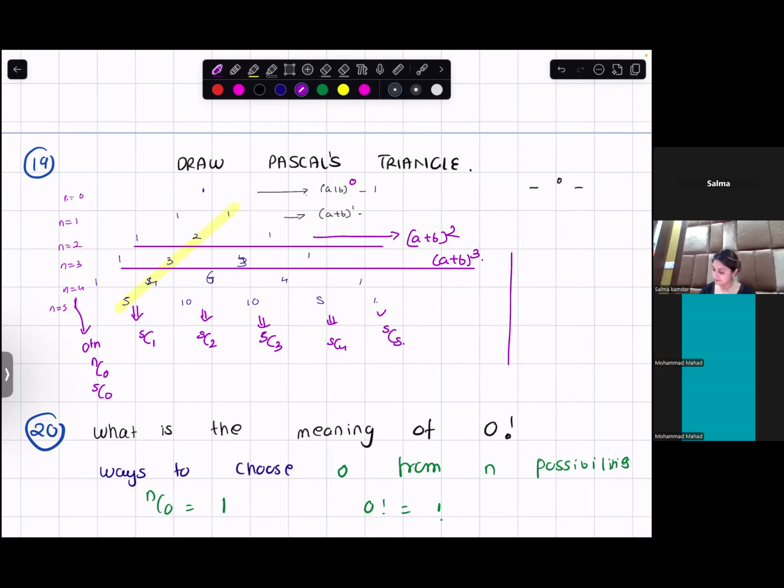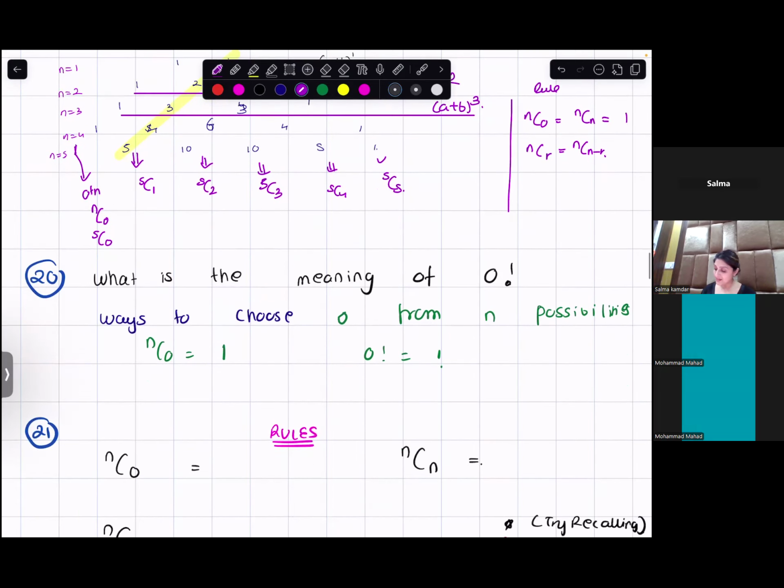NC0 is equal to NCN, which is equal to 1, and NCR is equal to NCN minus R. Lovely. Okay, what is the meaning of 0 factorial? When I talk about the meaning of 0 factorial, it is the way to choose 0 things from n possibilities. The way to choose nothing is always 1. That is why NC0 is always 1, and that is why we say 0 factorial is equal to 1.